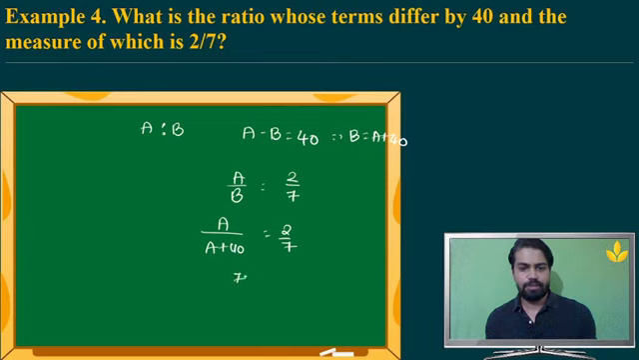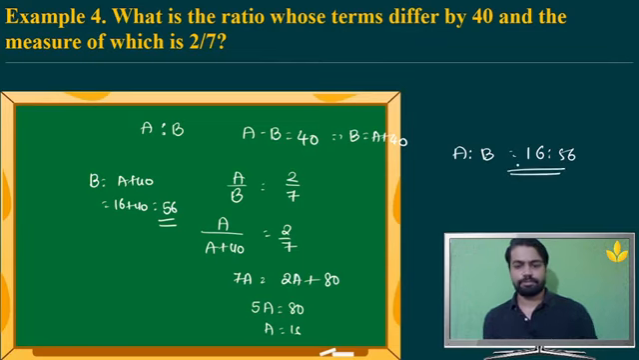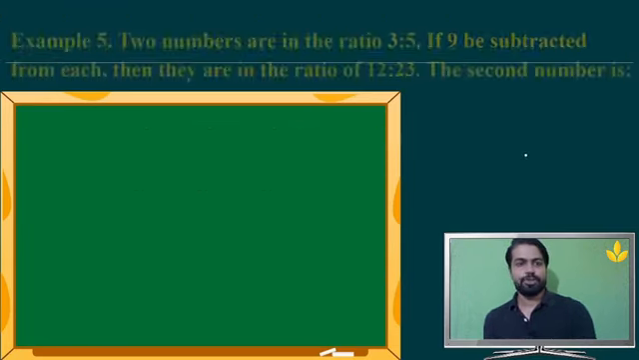We solve this. 7a is equal to 2a plus 80, which will give us 5a is equal to 80. So a is equal to 16. If a is equal to 16, what is b? b is equal to a plus 40, which is 16 plus 40. What I am expecting is 56. So what is the question? What is a is to b? A is to b is actually 16 is to 56. That is the answer. Let's go to the next question.